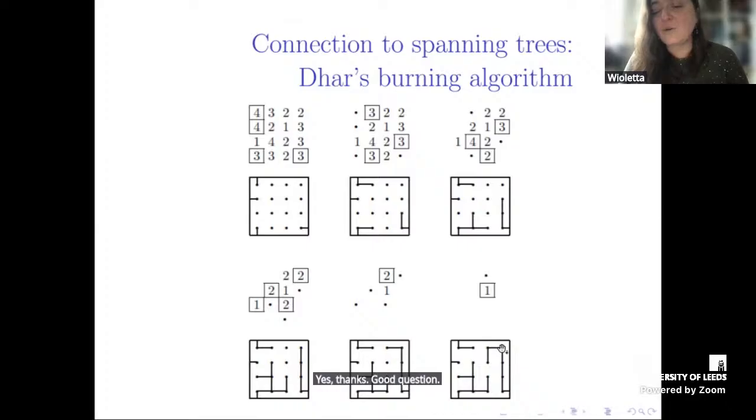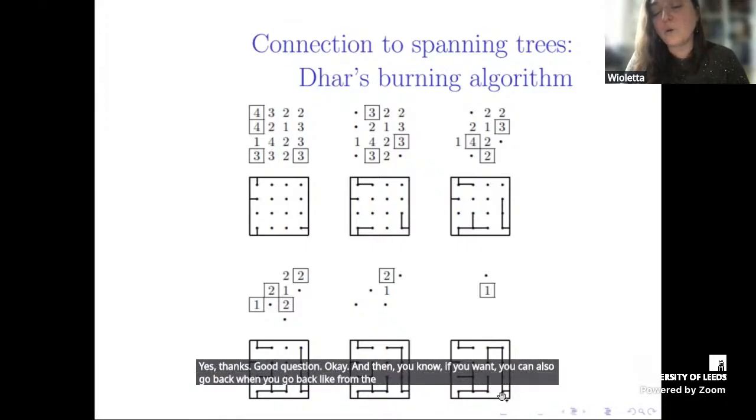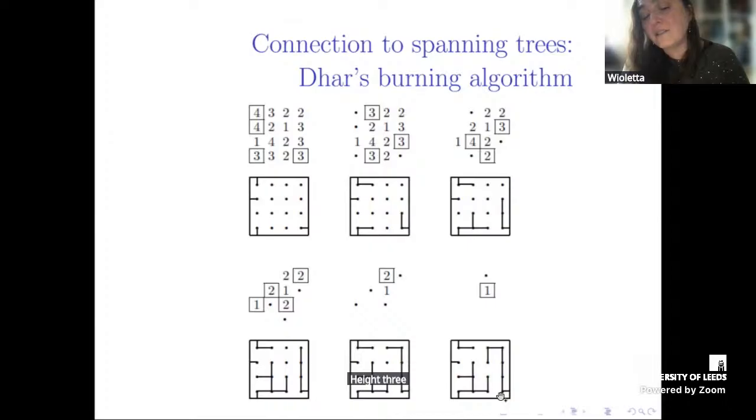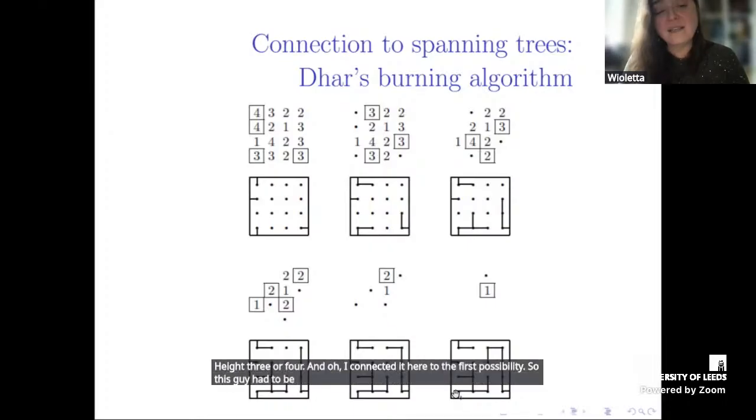Okay, and then, if you want, you can also go back, but you go back from the sink. You see, those were connected to the sink in the first burning time. So it means that those would have had height 3 or 4. And I connected it here to the first possibility. So this guy had to be of height 3, here height 3, 4, and 4, etc. And then you can iteratively go back and reconstruct this thing.